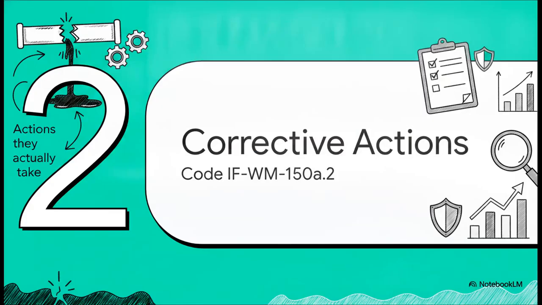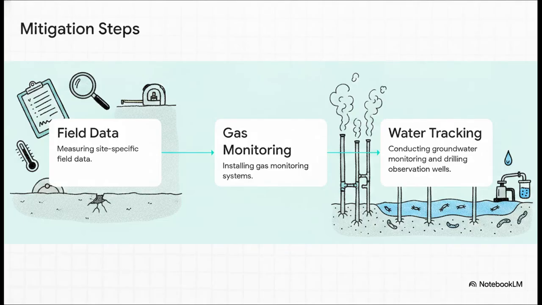Next up, Section 2, Measuring Corrective Actions, code IF-WM-150A.2. Tracking the damage is really just half the equation. Let's shift our narrative to how companies report the actions they actually take to stop the bleeding and mitigate the damage when a release does occur. When a landfill releases constituents above established background levels, corrective actions have to be implemented, and companies have to count and report them.